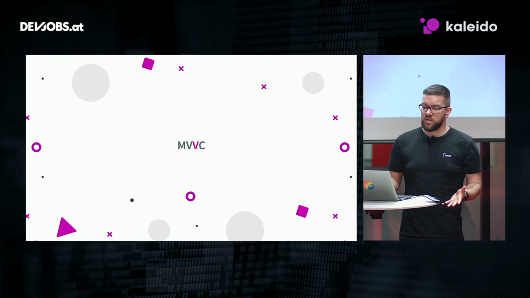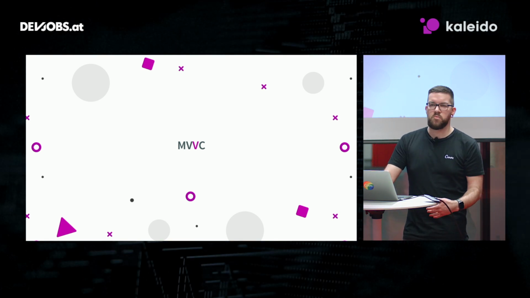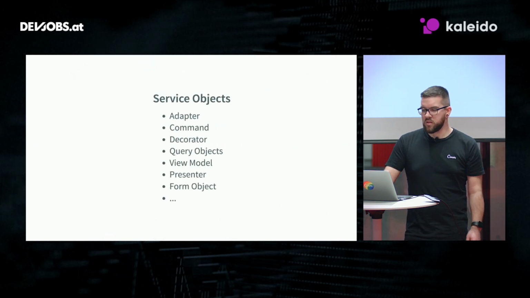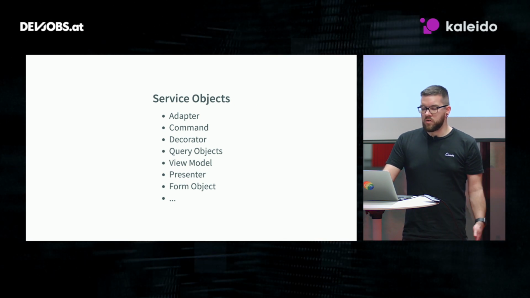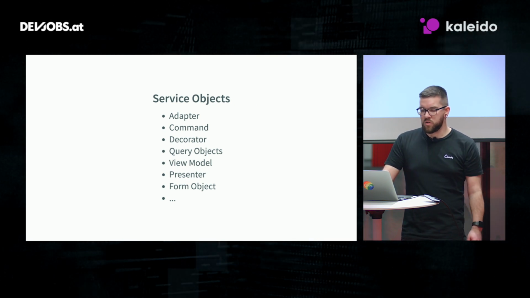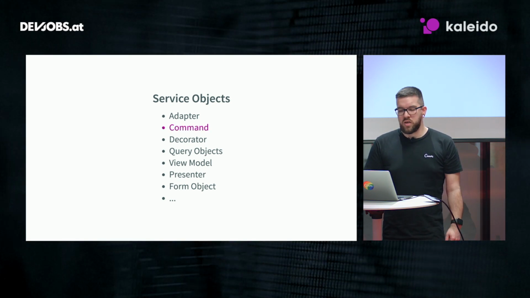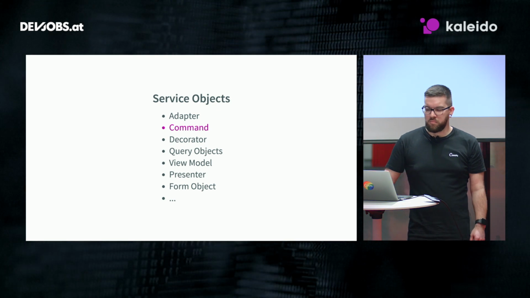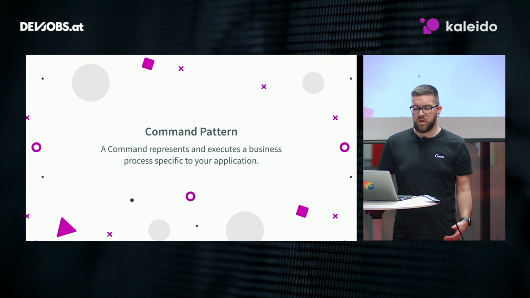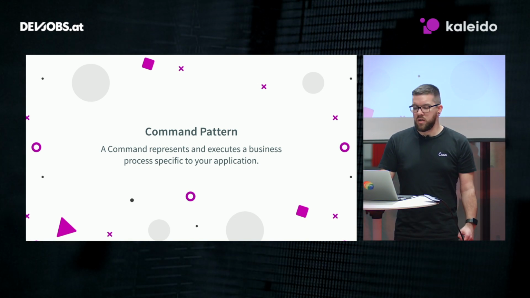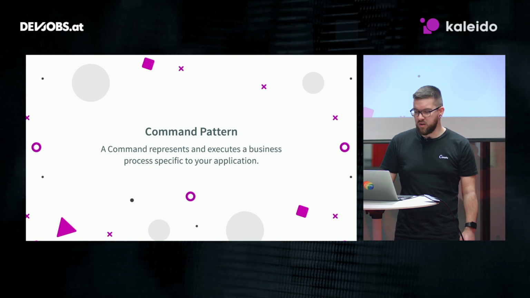But still, none of these layers give us a good answer to where do I put business logic that spans over multiple domain objects. And the answer to that is service objects. There are quite a few: adapter, command, decorator, query object, view model, presenter, form object, basically an endless list. And today we are mainly talking about the command pattern. So what is the command pattern? It's described as: a command represents and executes a business process specific to your application. Sounds cool, but how does it look?